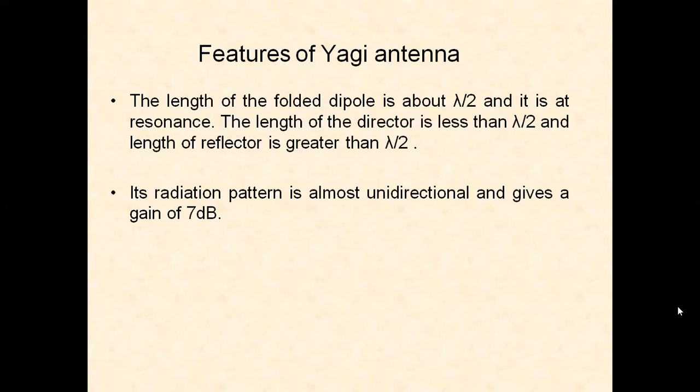Its radiation pattern is almost unidirectional and gives a gain of more than 7 dB. So we are making it a unidirectional antenna. In a particular direction, the signal can be radiated. By using this antenna, a signal can be received from a particular direction. Because the transmitter is somewhere and we are orienting this Yagi antenna toward the transmitter, it can receive maximum energy from that particular direction.